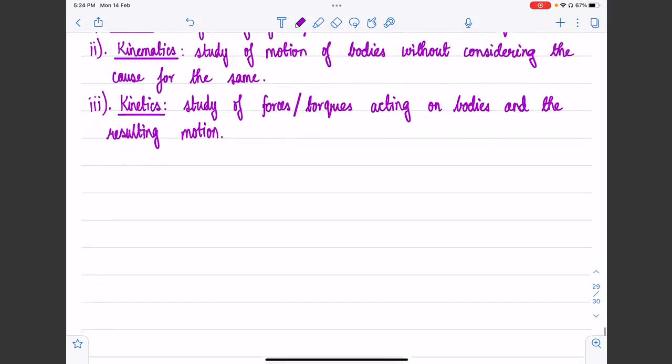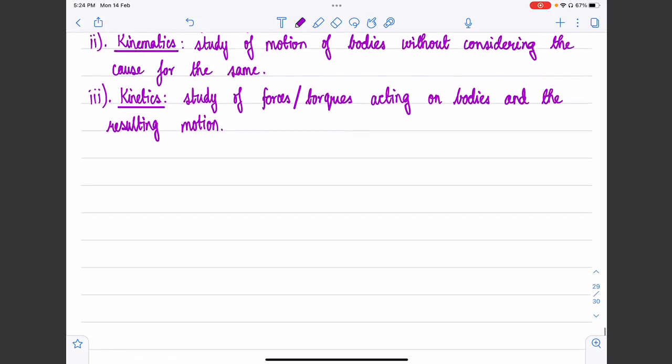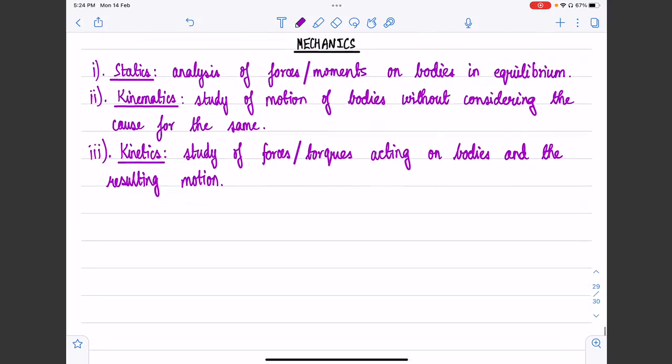So statics is when the objects are in an equilibrium state, and when there is motion, when there is deviation from the equilibrium state, we are going to look at kinematics and kinetics. Okay, so those are the broad categories of mechanics.